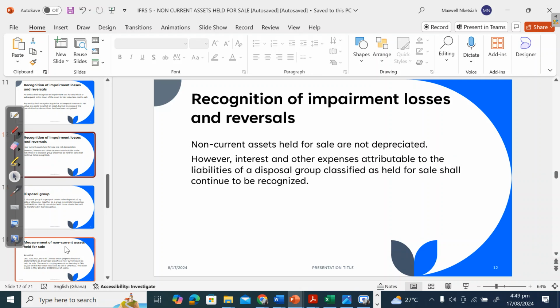Okay, another thing we have to note is that non-current assets held for sale are not depreciated. The reason is that we are not using it. It's like we have the asset, we have parked it somewhere, we are looking for a buyer, so we don't depreciate it.